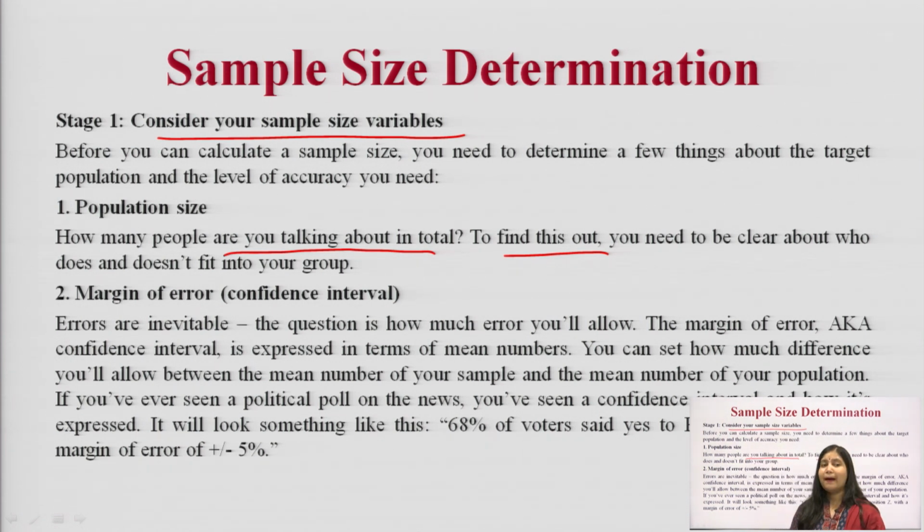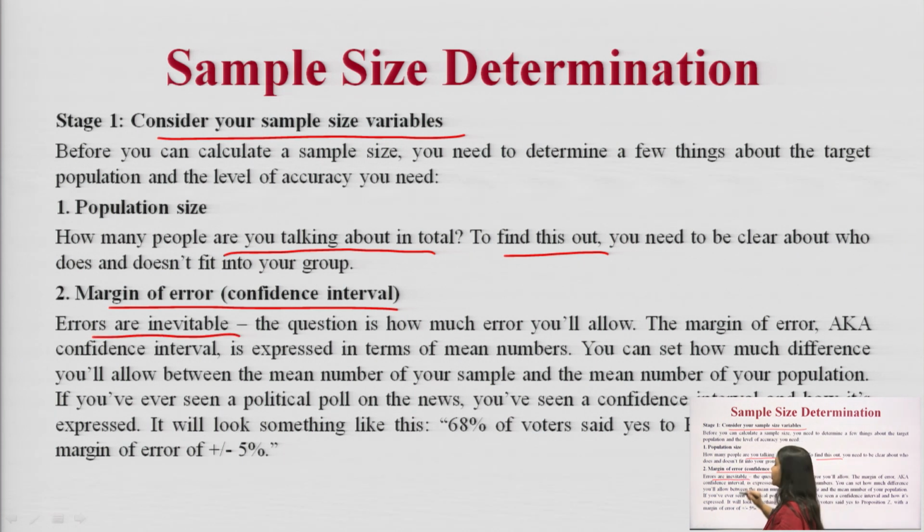Then next is the margin of error or the confidence interval. You have to calculate the margin of error and the confidence interval. Basically, we all know that error is inevitable. Whatever you do, there may be some chance of error in your study, and the question is how much error you are going to allow. So, the margin of error or the confidence interval tells us how much error we are allowing in our study.